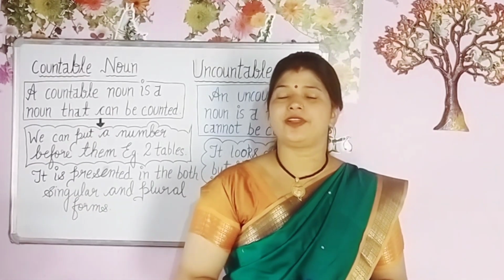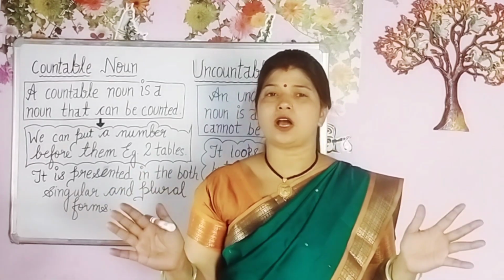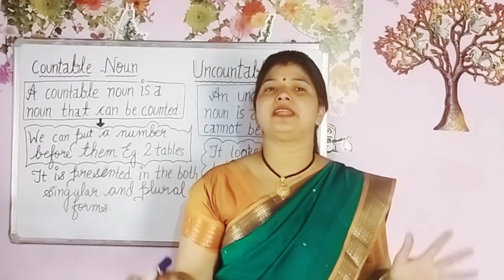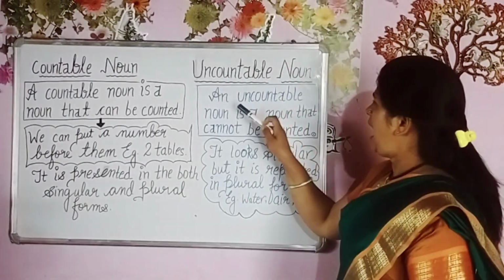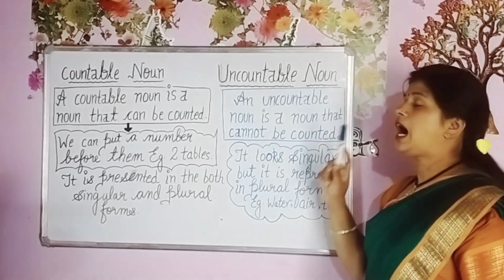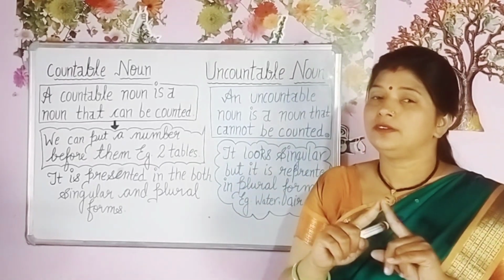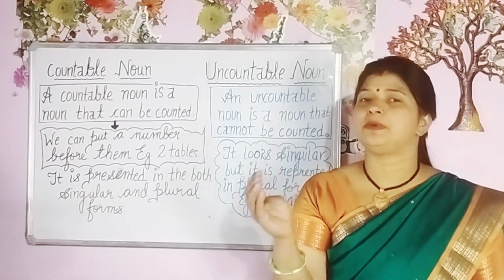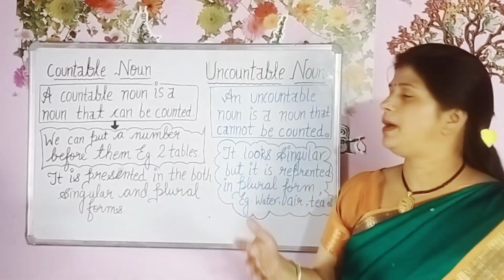So, my little children, I hope you have understood what is a countable noun. Countable nouns are those nouns which we can count. Okay, now let's come to another topic, that is uncountable noun. What are uncountable nouns? See, an uncountable noun is a noun that cannot be counted. It means a noun which we cannot count. Cannot count means we cannot count them in numbers, जिनको हम numbers में count ना कर पाए. That type of nouns are known as uncountable nouns.